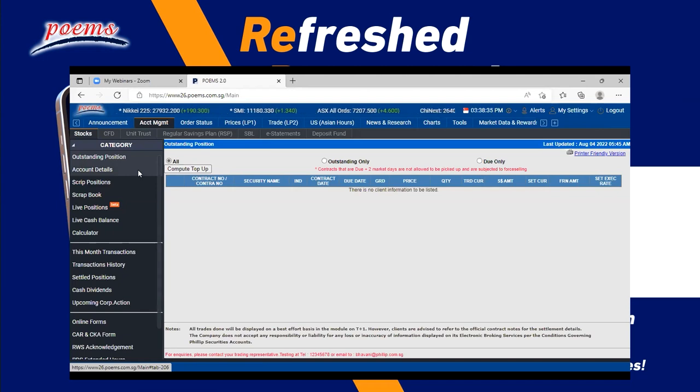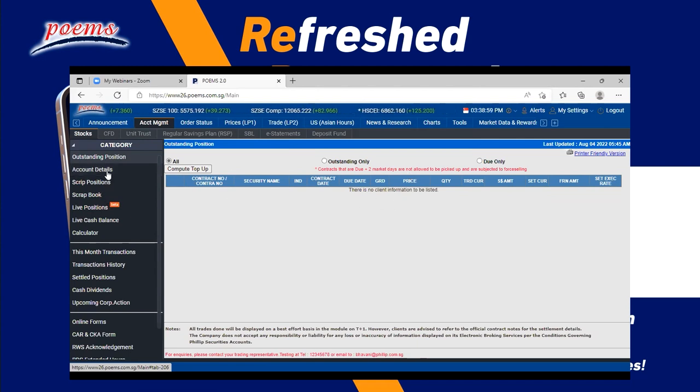For example, when you buy a counter or sell a counter, maybe today or before, which is yesterday, it will show up in your outstanding position after 1 day. Basically, if you buy today, it will show up the next day. If you bought yesterday, it will show up today. So you can know how much you need to pay and how much you will be receiving.